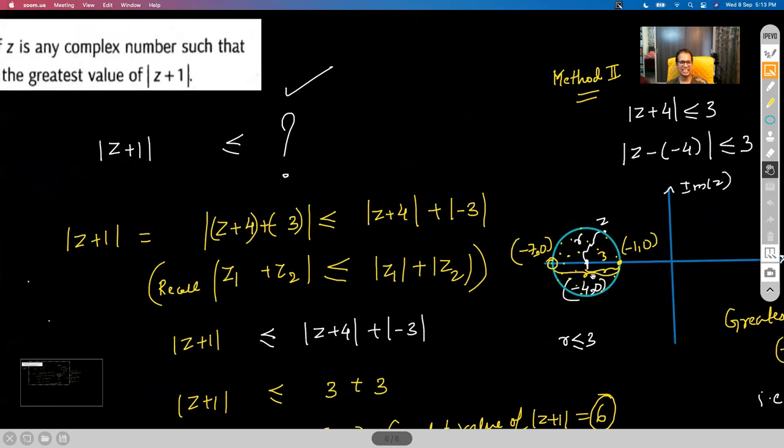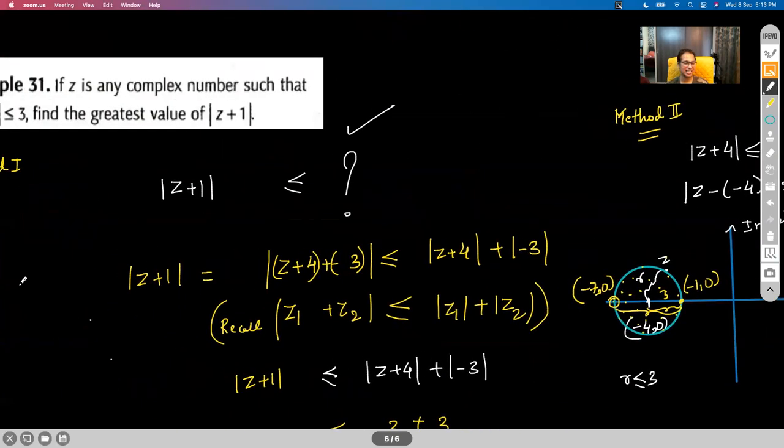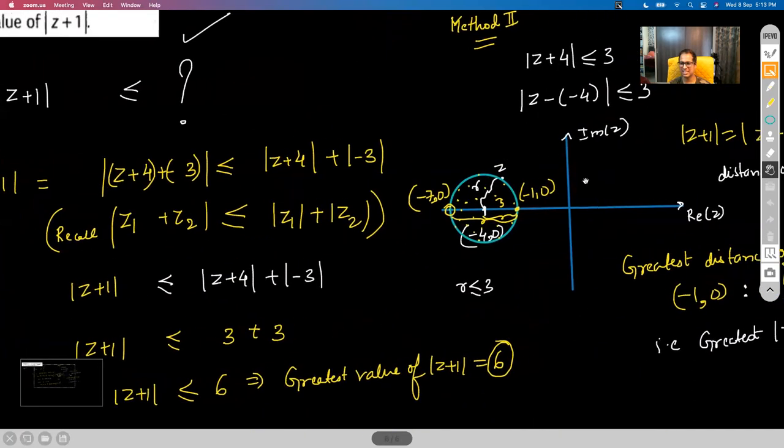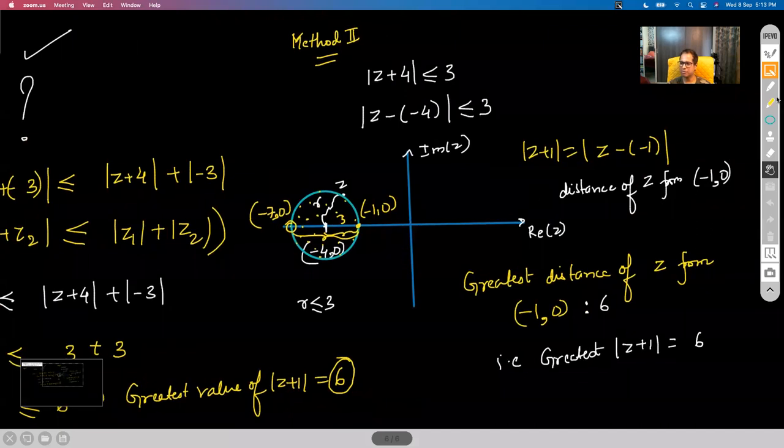Now, I think I've spent enough time on addition and subtraction. We'll talk about multiplication and division also. They are pending from my side. So yes, can I move on to the next slide?